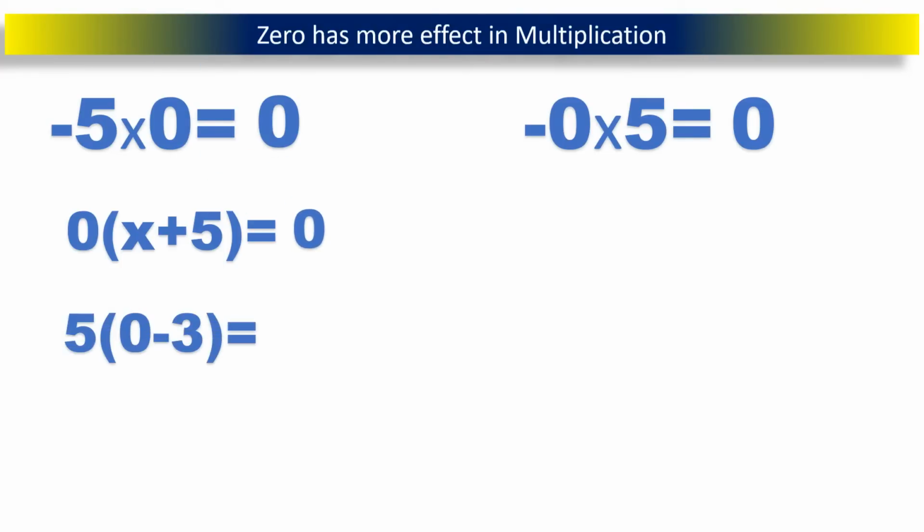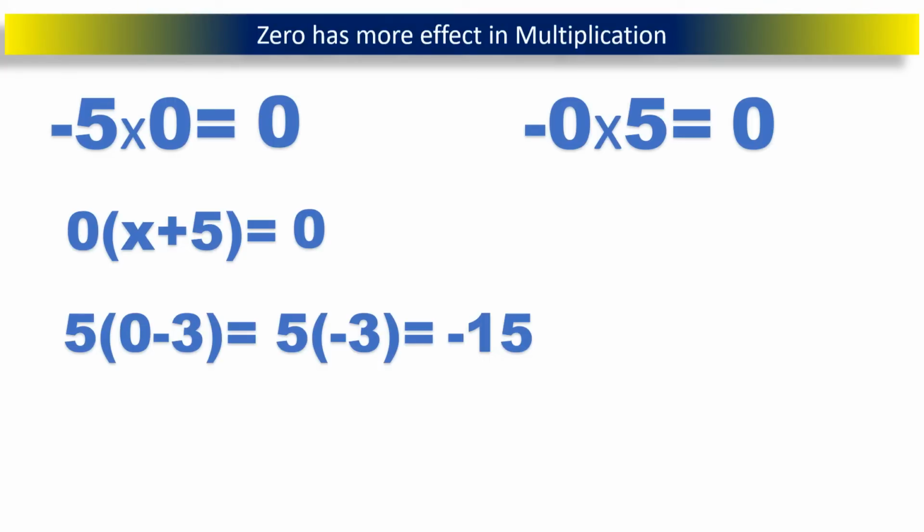Another example, 5 bracket 0 minus 3. So you have a sum inside the bracket, right? Try to solve that: 0 minus 3. Now 0 and 3 are combined with an operation called subtraction. So if you subtract 3 from 0, as I said, during subtraction 0 has no effect. You can simply write it as 5 times minus 3, which is equal to minus 15. Yes, that's correct. Like minus 15, we have to mention this minus.